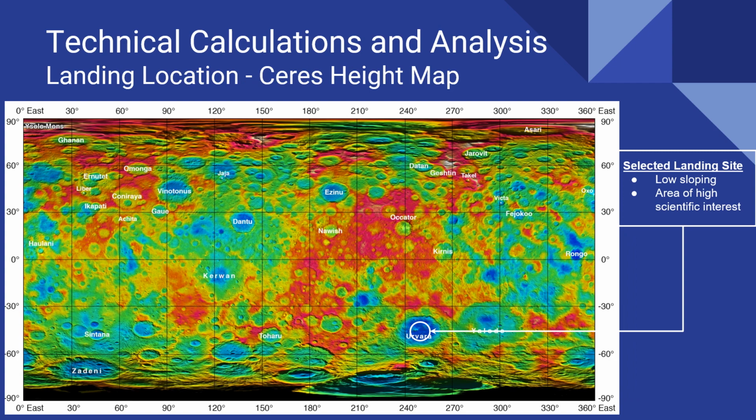Below is where our spacecraft is estimated to land. The location was selected based on the low sloping nature to allow for a flat surface to land on.